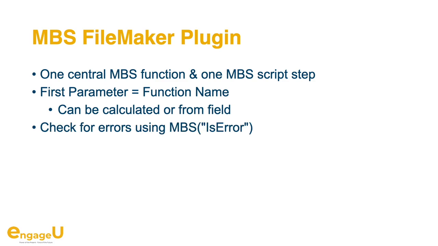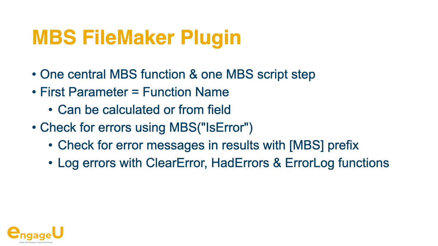If you got an error, please check the isError function, which tells you whether the last call to the MBS plugin on the same script got an error. You should not check for the prefix, better use isError. And we have this mechanism with clear error, had error, and error log. So the plugin can make a log about all the MBS plugin calls that failed in a script. So on the end of the script, you can check if everything worked, or you like to make a record in your error handling log file.